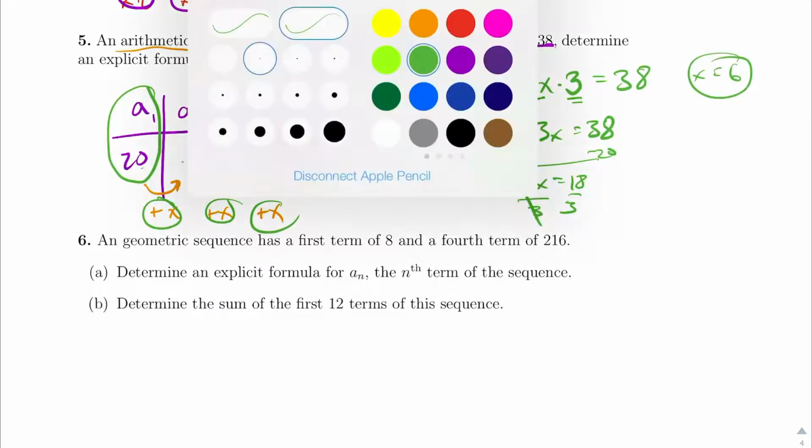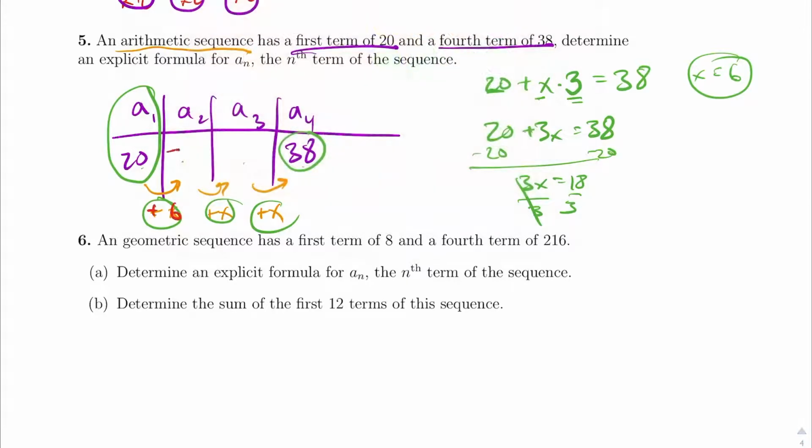So now the last part of this is probably a good idea to check. So we add 6, we get 26. We add 6, we get 32. We add 6, we get 38, and it works out. So the explicit formula to get the nth term is you start at 20, and you add 6, n minus 1 times, one fewer than the one you're aiming for.